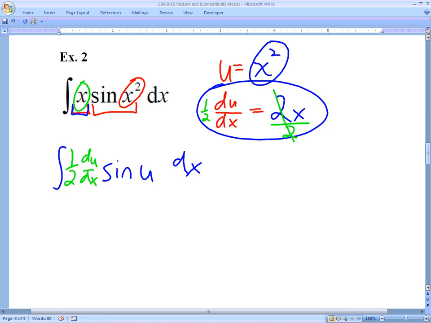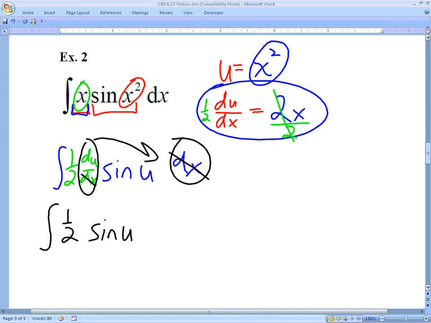But what happens when I multiply this du/dx times that dx? Well, these dx's cancel out, and I'll bring my du to the back. So now I have this nice integral of 1/2 sine of u du. And that's something that we can integrate. Remember, constants, we can just bring out front, not that it really matters. And then we take the integral of the sine of u, which becomes negative cosine of u plus c.